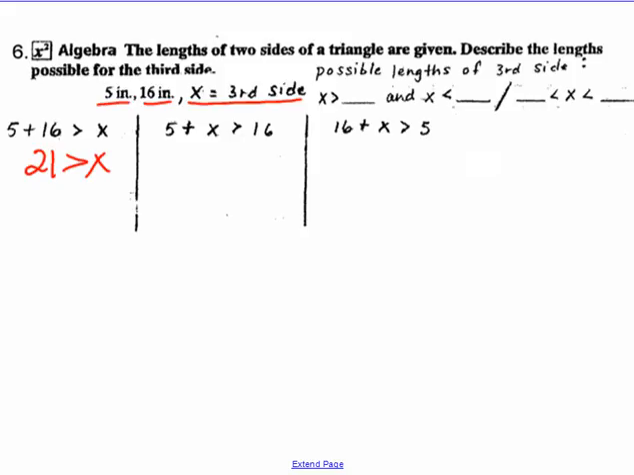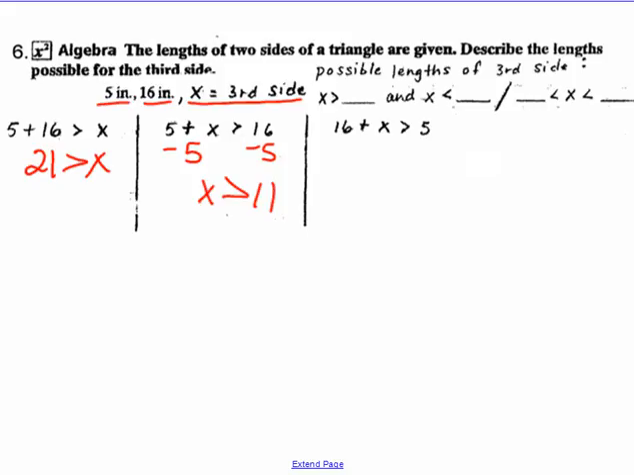I solve the next one. 5 plus x is greater than 16. So now I have to do some math to get x alone. So I'm going to take 5 away from both sides. And I get x is greater than 11. Okay, that one looks good.